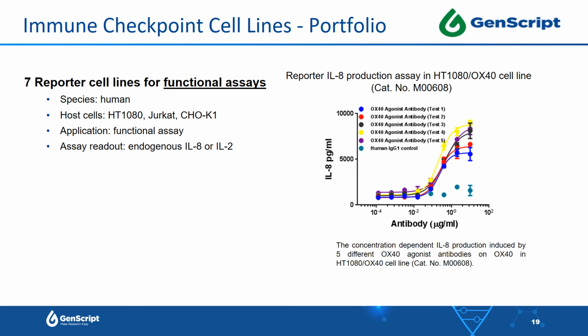On the right, you can see the reporter IL-8 production assay in the HT1080 OX40 cell line. In this case, the IL-8 is the assay readout. When the cell line overexpressing OX40 is dosed with different levels of antibodies for the OX40, you can see increased expression of the IL-8 that is released into the cell culture medium, indicating the activation of the OX40 receptor.